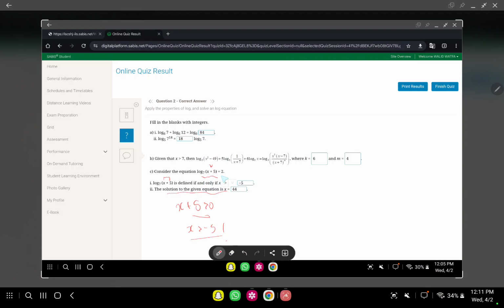So they told us here, log base 7 of x plus 5 equals 2. So what does this mean? Remember, base, answer, power. So base 7, the power is 2, well, the answer is x plus 5. That means 49 is equal to x plus 5. So what's x equal to? 44. Very easy.